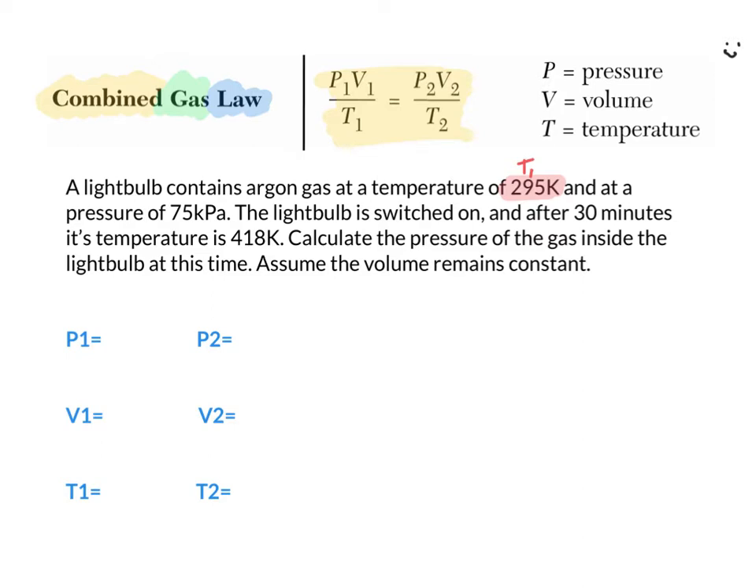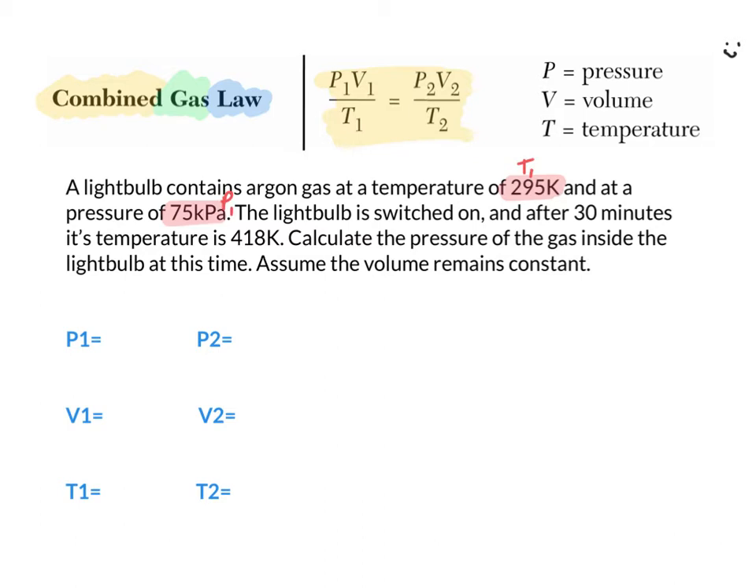And a pressure of 75 kPa, kilopascals. Okay, so they even told me that that's a pressure. So I'm going to state that that is P, but it's the P that is the original one. So it's P1, right? Okay, so let's continue.